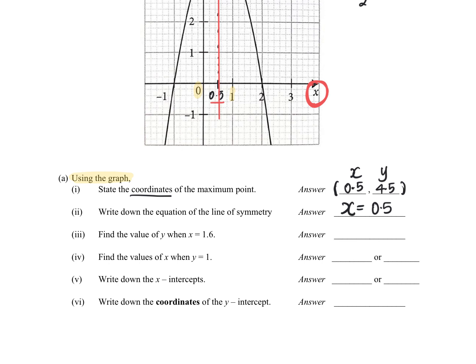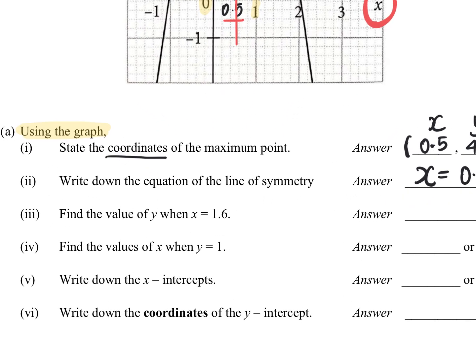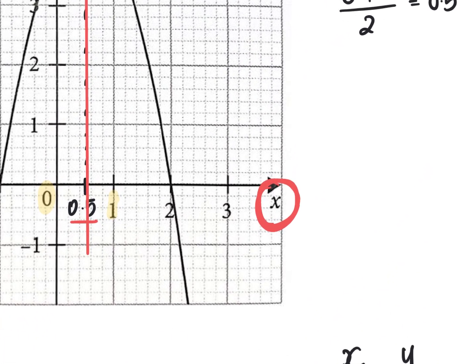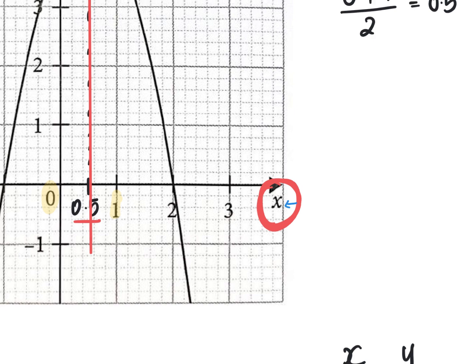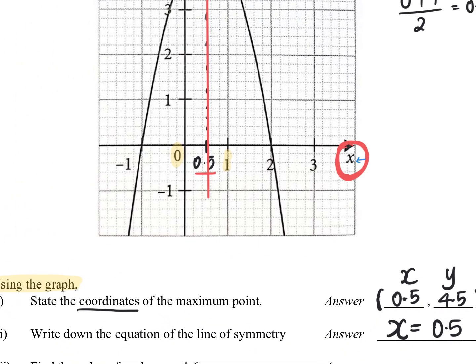Have you gotten your answer? Next part: even if you don't know how to do part 1, part 2 or whichever, just try and write some numbers, at least some logical deduction. Now the next part: find the value of y when x equals 1.6. So they tell you x is now equal to 1.6. I go to my horizontal x-axis over here, and I look for 1.6. How to read the scale? I check 1, 2, 3, 4, 5.